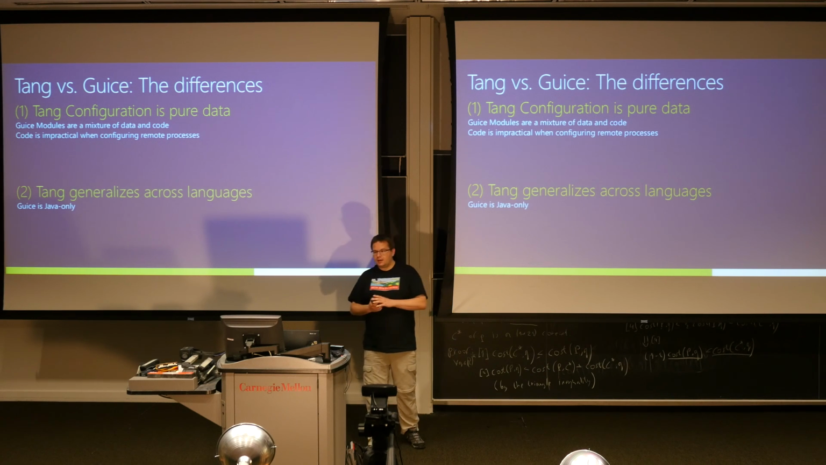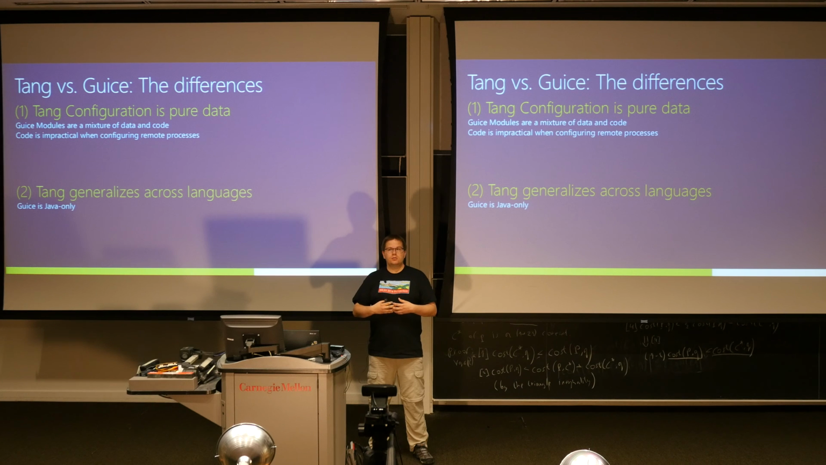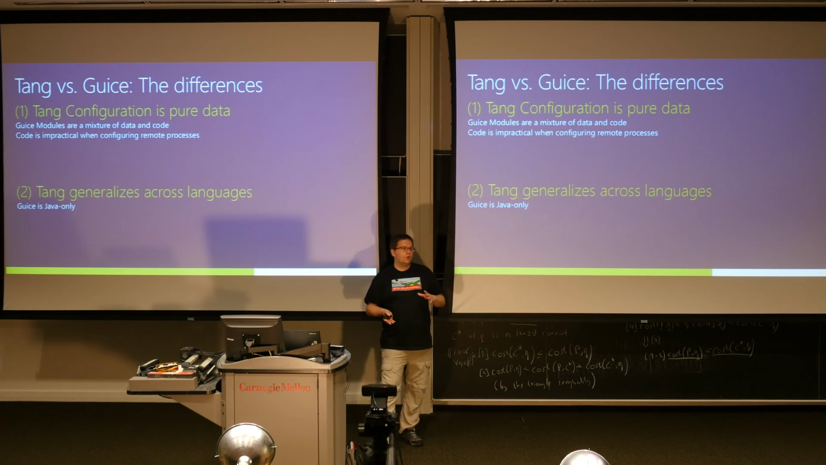The second reason is Tang generalizes across languages. So what we do is we extract all this dependency tree that is encoded in code into data, and we do this right now for Java and C#. There's no reason why it wouldn't work for C++ or Python or maybe Ruby. We just haven't done that yet. This allows us to do things like you have a Java job driver that configures tasks written in C# and vice versa, and we can check the errors early.